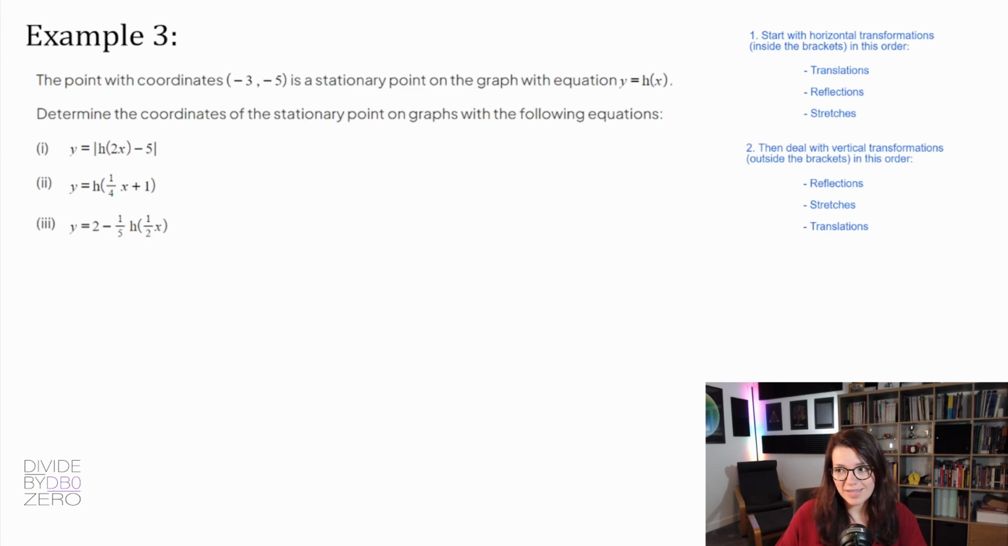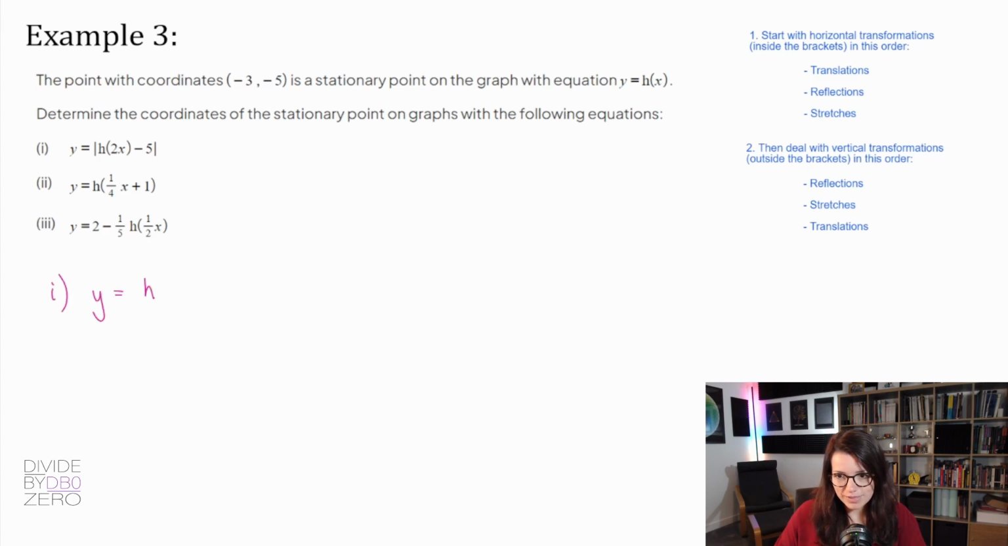Last example, the point with coordinates -3, -5 is a stationary point on the graph with equation y equals h of x. Determine the coordinates of the stationary point on graphs with the following equations. And then we've got various different graphs there. In this example, we're not given a sketch of the function, just the coordinates of the stationary point. So we can think this through, just thinking step by step what's going to happen to the coordinates at each step. So let's start with part I.